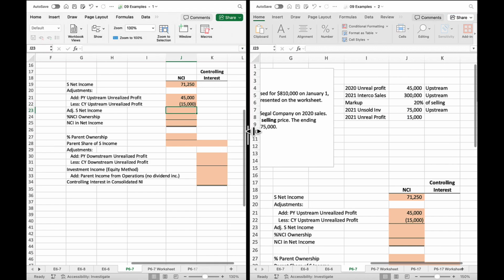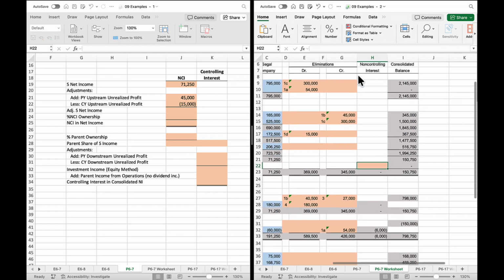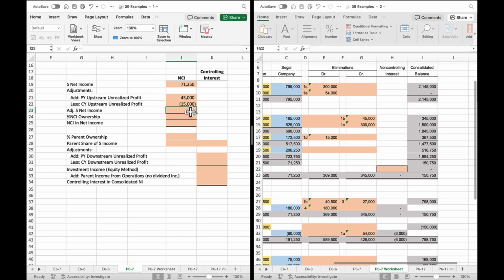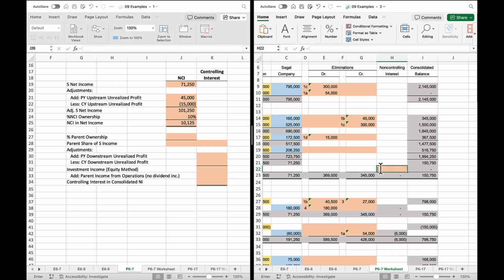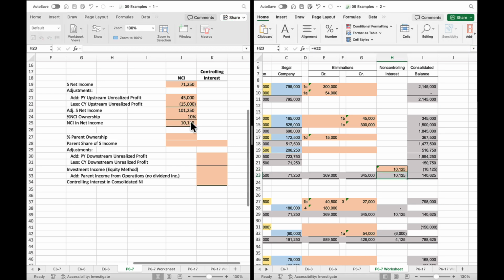All right. So now we're going to go ahead and sum this up. And that gives us our adjusted subsidiary income of $101,250. Our non-controlling ownership percentage is 10%. So 10% of this amount is $10,125. And that's the amount we're going to put on our income statement.